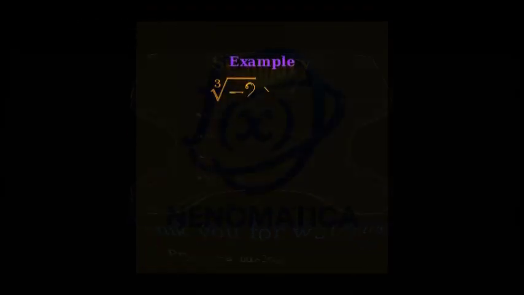We need to compute the cube root of negative 2 multiplied by the cube root of 5. To solve this problem, we need to use the product rule for radicals.